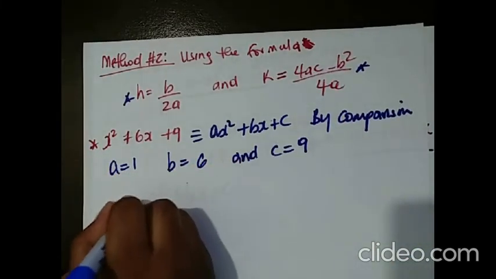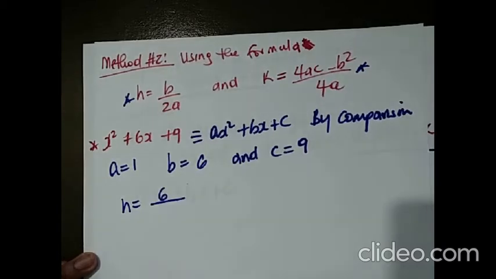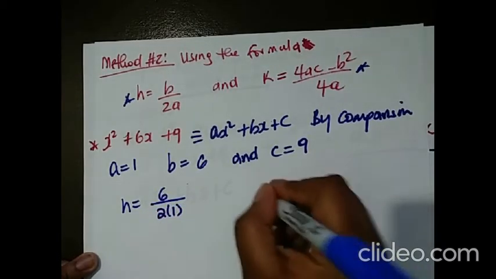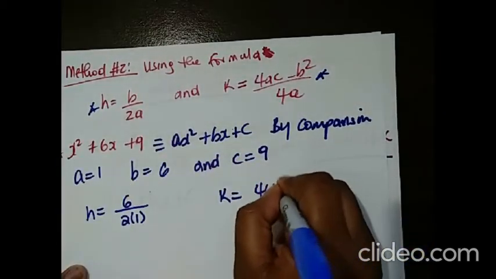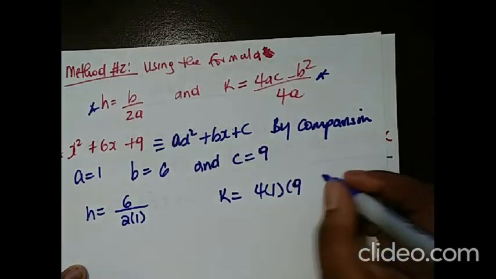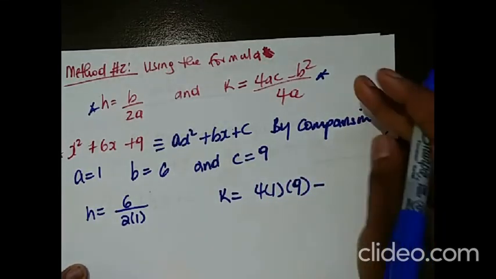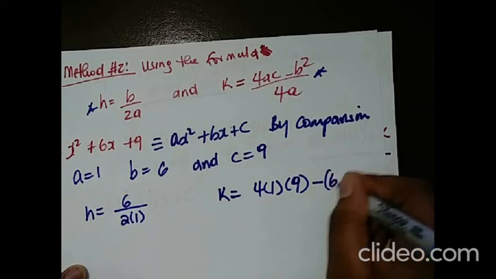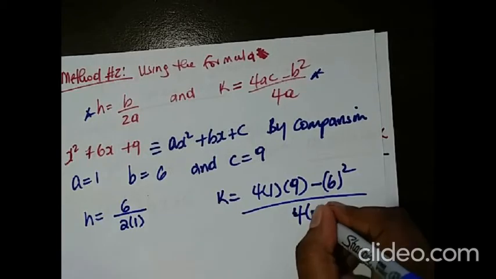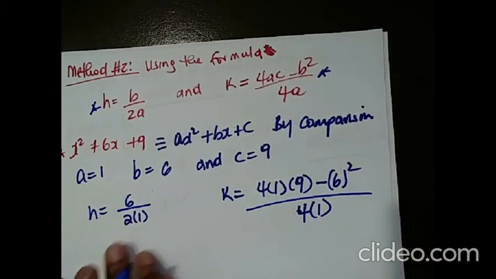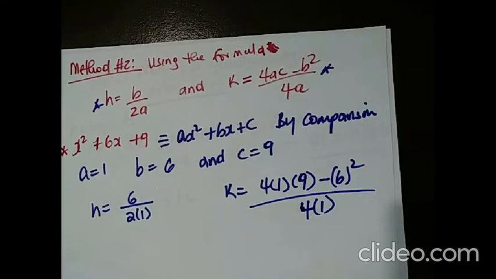Hence, H is equal to 6 divided by 2 times 1. K is equal to 4 times 1 times 9 minus b squared, that will be 6 squared, all over 4 times 1. So we have 6 divided by 2, which gives us 3. So H is equal to 3.